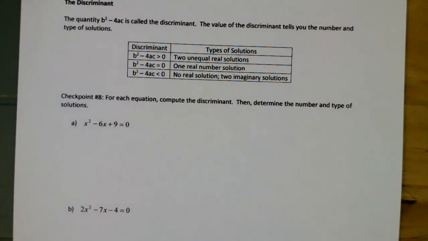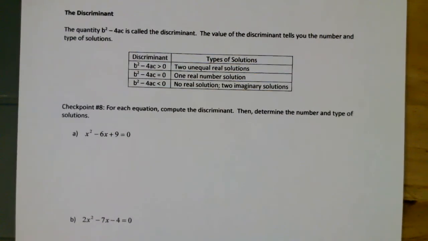we'll talk about the discriminant, which is the quantity b squared minus 4ac. That's underneath the radical in that quadratic formula that we just got through talking about. What the discriminant tells us is the number and the type of solutions you will have.